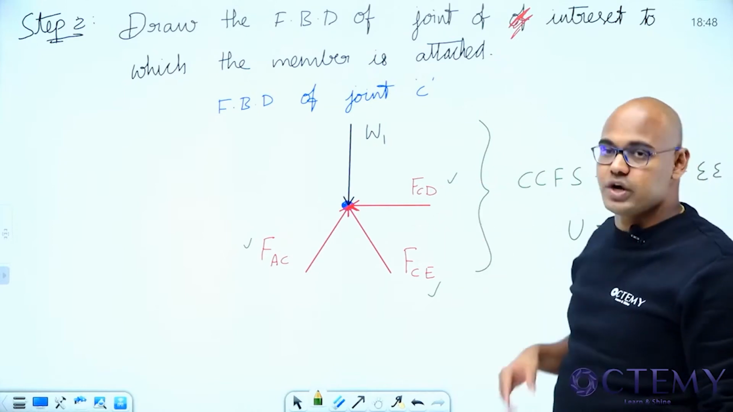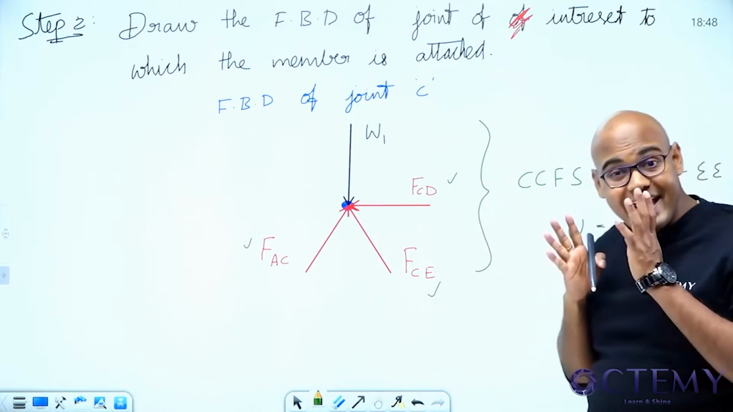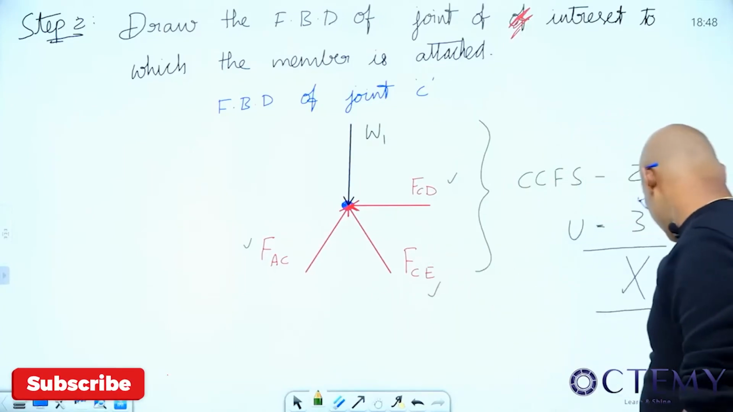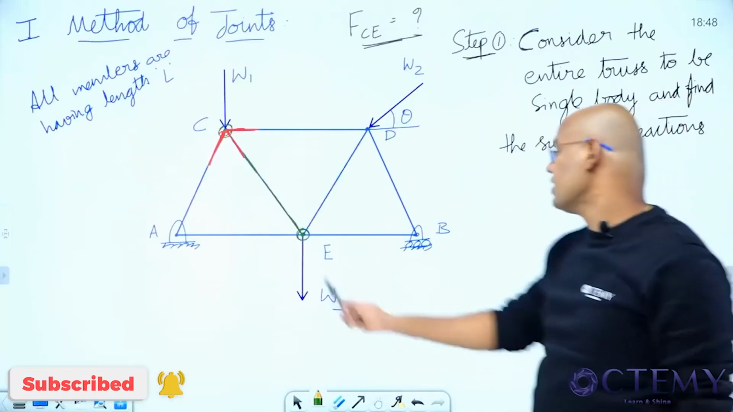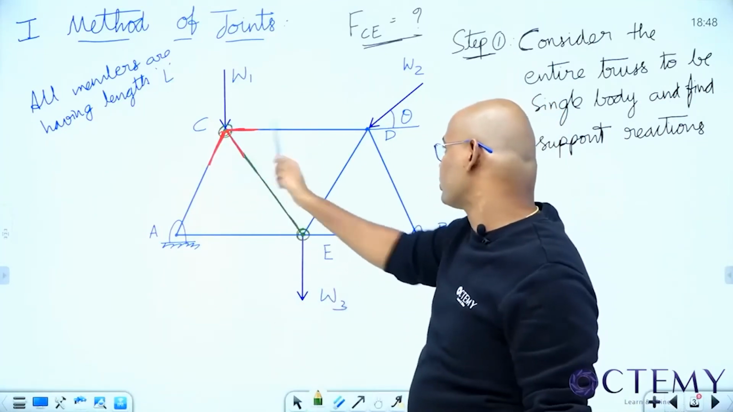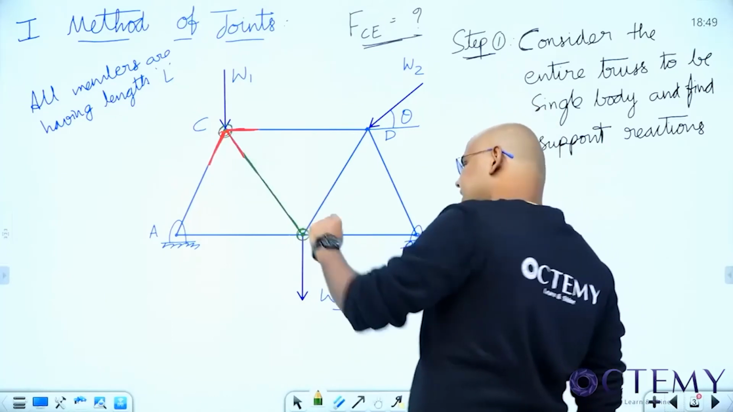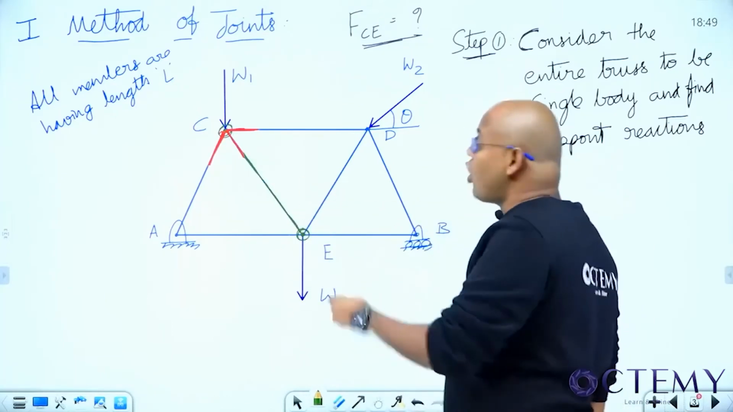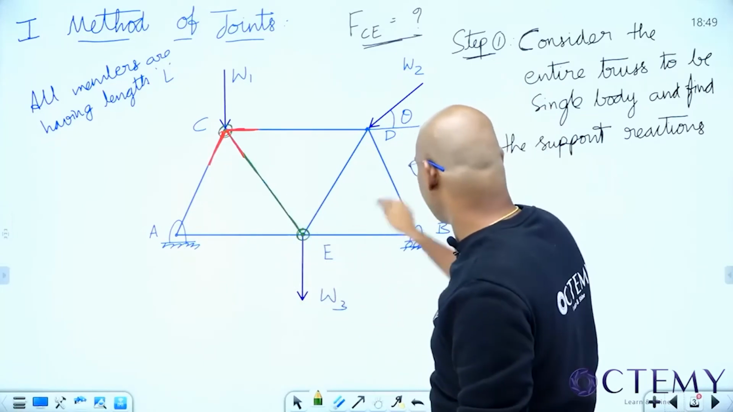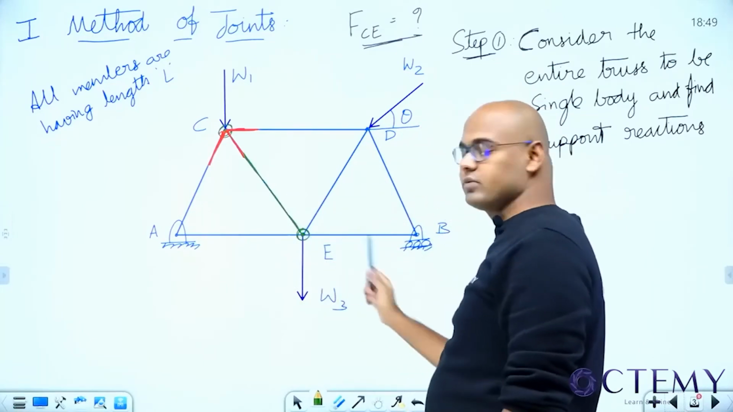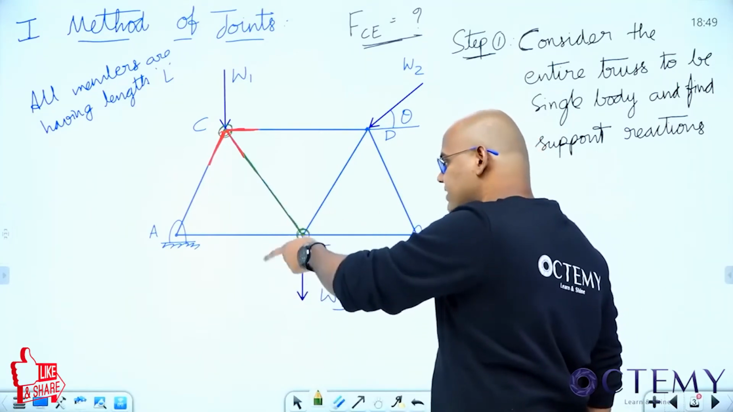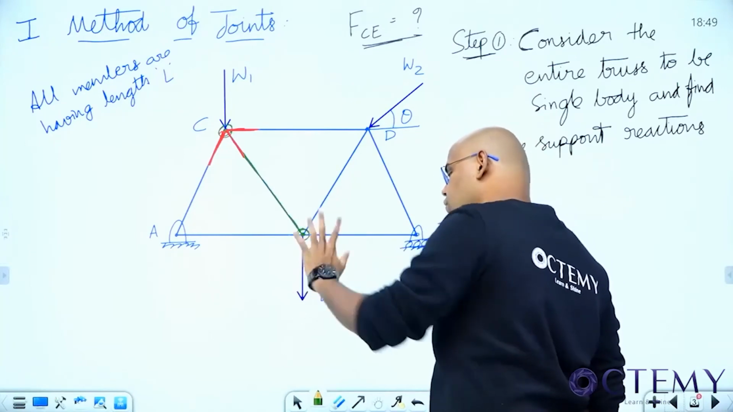While selecting the joint, take care. There should not be more than 2 unknowns. Now go back and see here. Either take the joint C or E. He gave the option. At joint C, 1, 2, 3 unknowns are there. If I have taken E, how many unknowns are there? F_AE, then F_CE, then F_ED, and then BE. 1, 2, 3, 4 members are connected there. 4 unknowns are there, only known is W3.